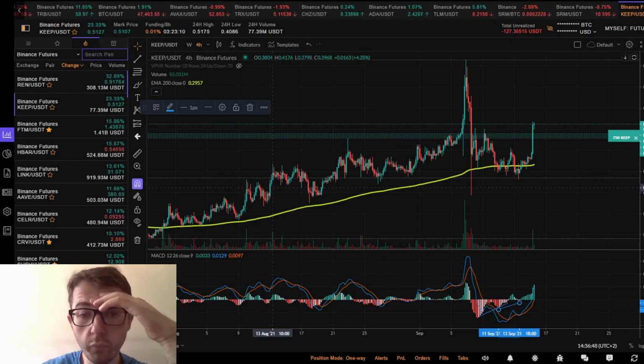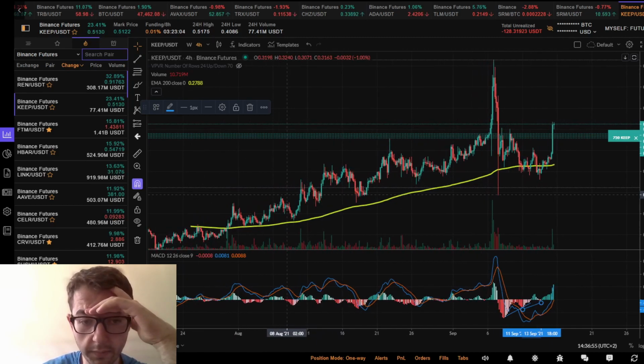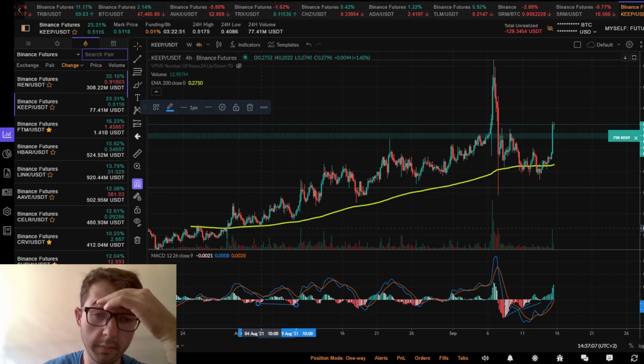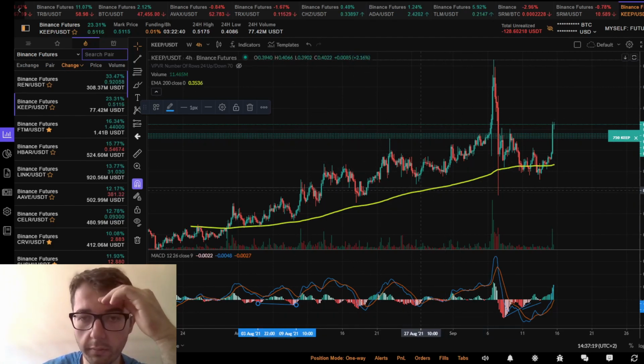Also, we can use it for hidden divergences. So let's see if we find a hidden divergence. Here is our first hidden divergence. We have a higher low, higher than the previous low, but the indicator has a lower low, and that's a very powerful strategy. And you can see you have this beautiful trend following strategy.